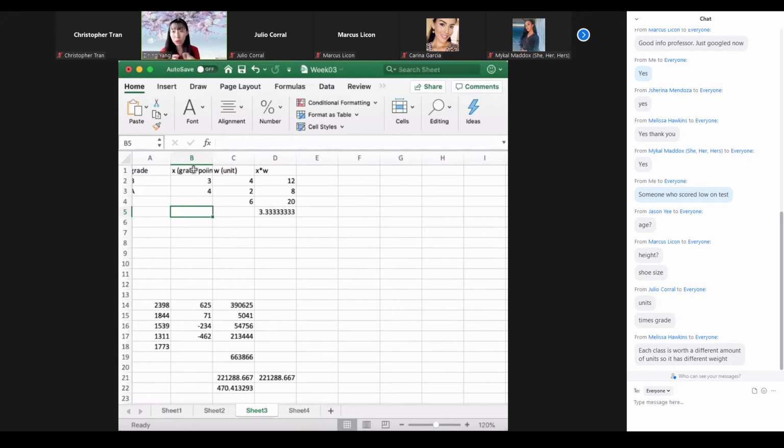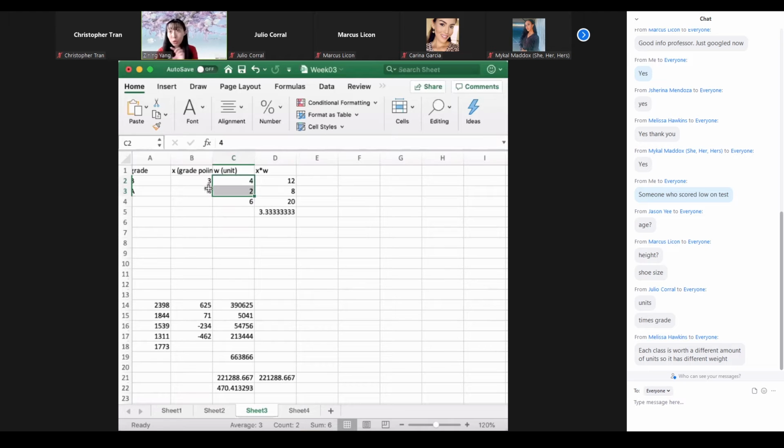So if you pull out Excel, yes, Melissa, very nice. Each class is worth a different amount of units, so it has different weight. That's exactly what GPA means. So GPA takes the weight of how many units it is, not just how many classes you are taking.